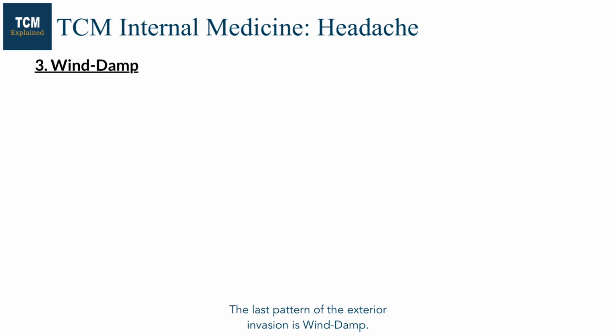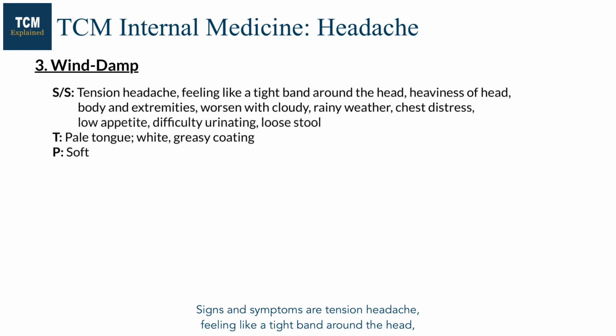The last pattern of the exterior invasion is wind damp. Signs and symptoms are tension headache, feeling like a tight band around the head, heaviness of head, body, and extremities, worsen with cloudy, rainy weather, chest distress, low appetite, difficulty urinating, and loose stool. Tongue is pale and the coating is white and greasy, pulse is soft.